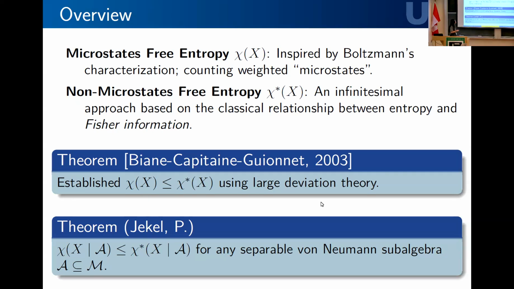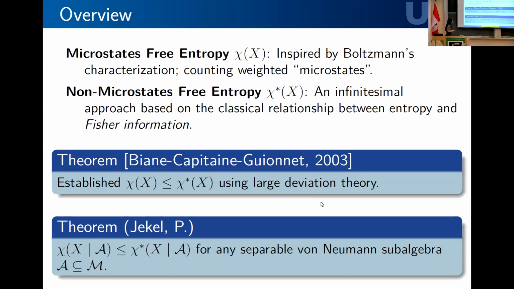So we've got chi, the microstates free entropy, some notion of entropy inspired by Boltzmann's characterization via some counting of microstates, and then the non-microstates free entropy chi star, which is based on some infinitesimal approach related to a quantity called the Fisher information. And this result, in its original state, that the microstates free entropy is bounded above by the non-microstates free entropy, was originally proved by Capitan and Gionet using some large deviation theory and stochastic PDEs. This was a sub-result of their paper in 2003.